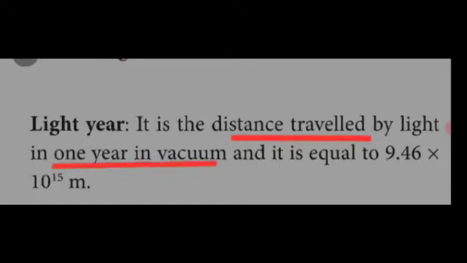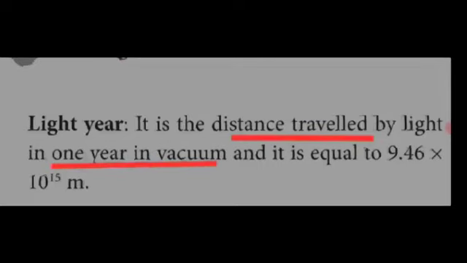The second one is light year. What is a light year? It is the distance traveled by light in 1 year in vacuum. And what is the value of 1 light year? 9.46 × 10^15 meter is the value of 1 light year.